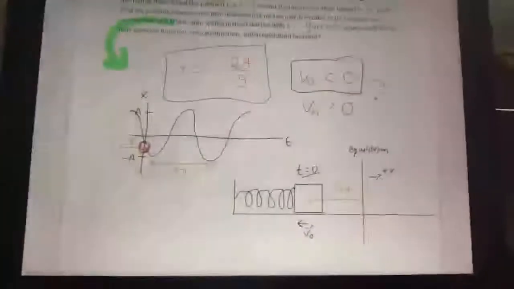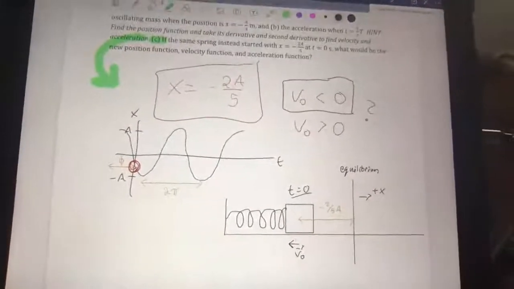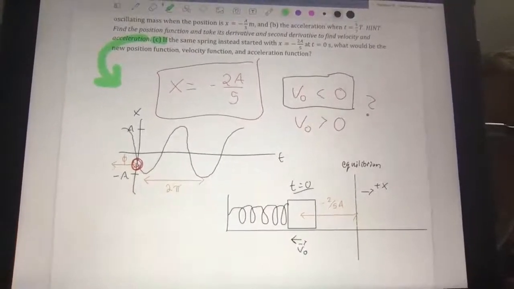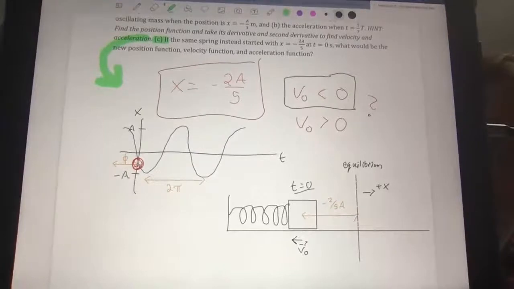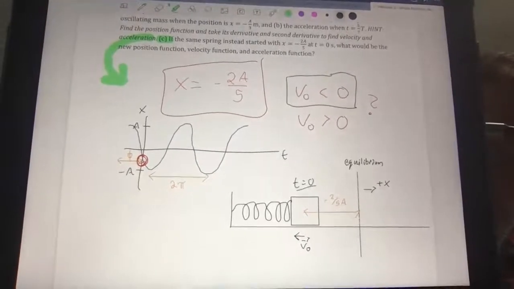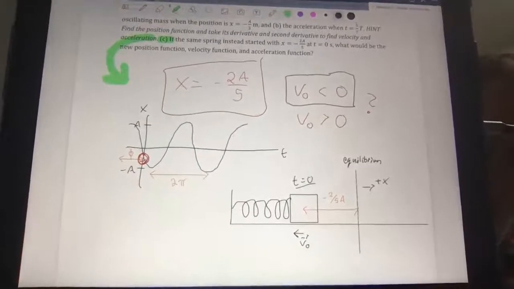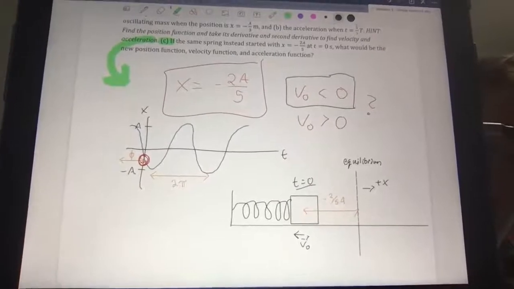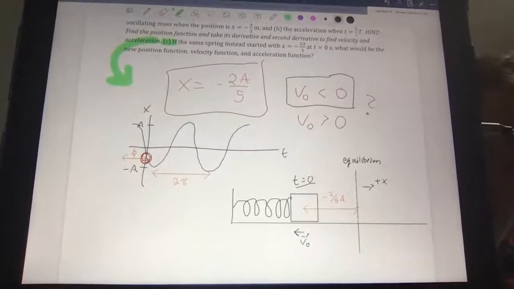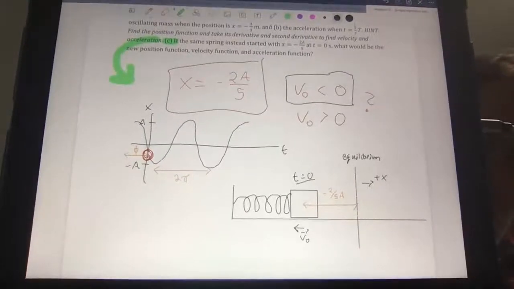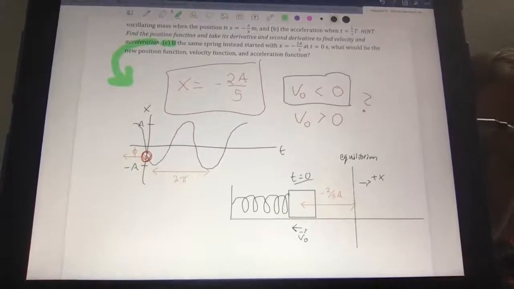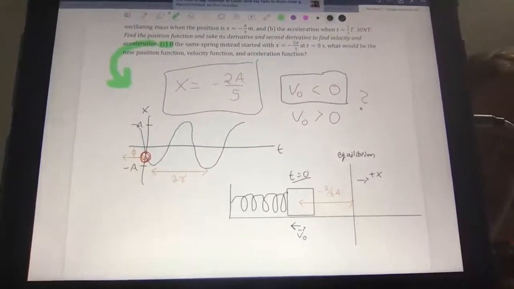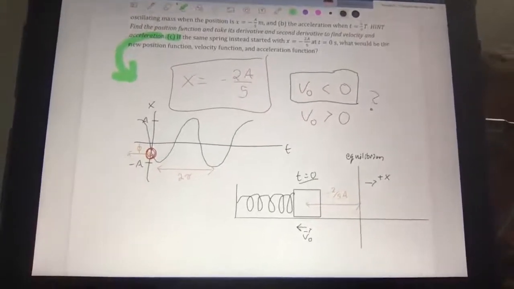What I'm showing here is that in part C, we're told that the amplitude starts at a value of negative 2A over 5. Look at the graph that I drew of x versus time. In that graph, you can see that I took a cosine function and essentially shifted it to the left. When I did that, that is the actual representation of the phase angle. That value, drawn in orange, is the phase angle.